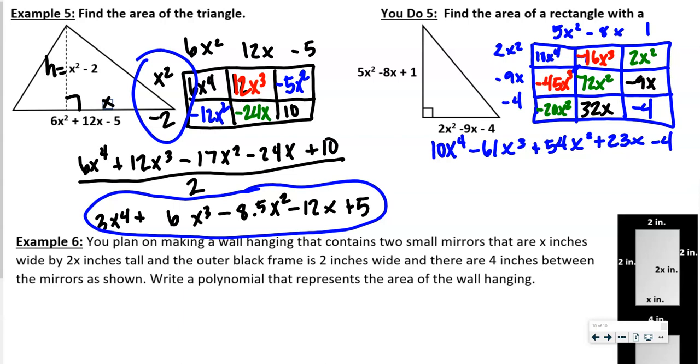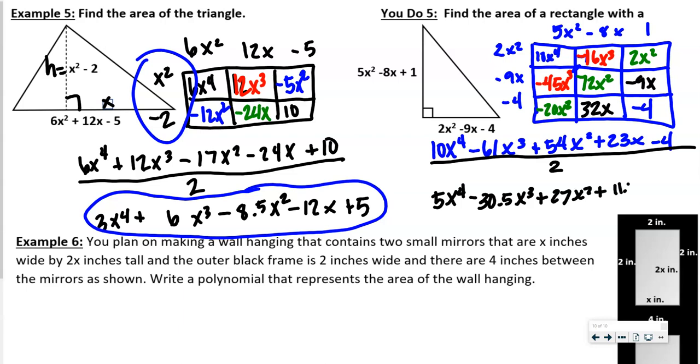Okay, so once again, remember, we got to divide all of this by 2. So that's going to give us 5x to the fourth minus 30.5x to the third. Just divide these by 2 in your calculator. Plus 27x squared plus 11.5x minus 2. That is our answer right there, guys.